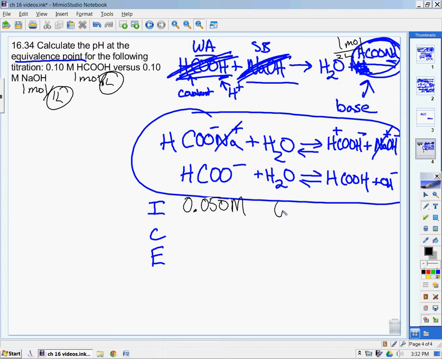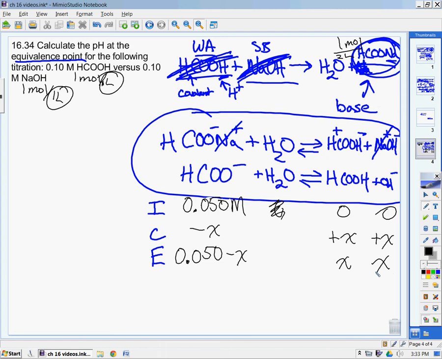All right, we don't care about water. We care about that and that. They're both 0 at the beginning of the equilibrium. You're going to subtract an x, you're going to add an x, and you're going to add an x. And so this is going to be 0.050 minus x. This is going to be x, and this is going to be x. All right, now we need a Ka.